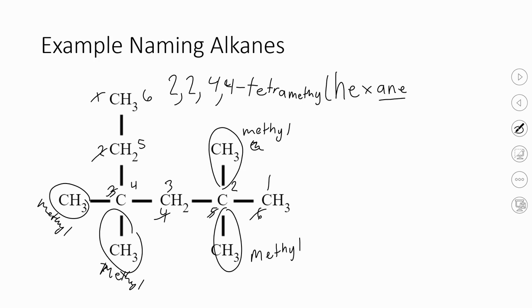No space. I'm trying to take up the space. Tetramethylhexane. So this would be the IUPAC name for this molecule. I'm telling you where all the substituents are. I'm telling you there's 4 methyl groups, and the parent chain is called hexane. Okay, questions on that?